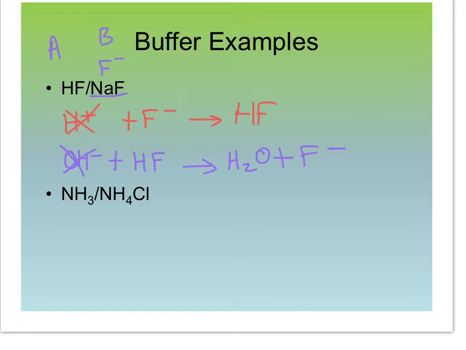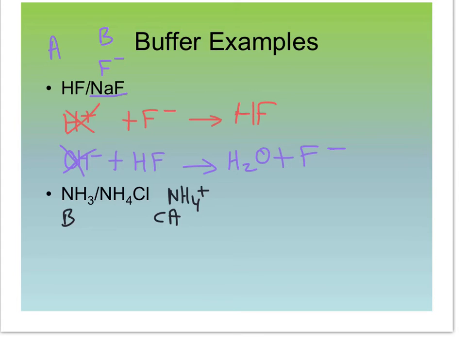Let's look at an example where I have a basic buffer. My example up here was an acidic buffer, so this would hold the pH at lower than 7. This is a basic buffer that would hold the pH at higher than 7. So ammonia is a weak base. This is its conjugate acid, and really from the NH4Cl, it's NH4 plus that is my conjugate acid. So there's my base, and this is my conjugate acid.